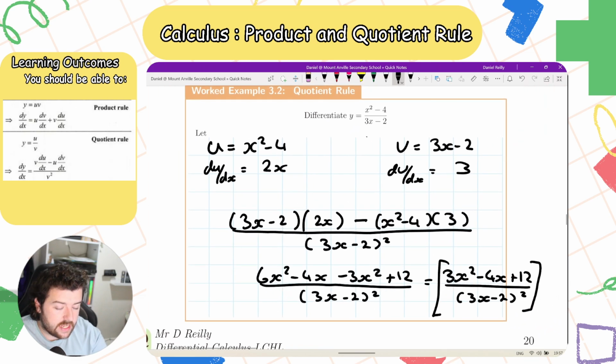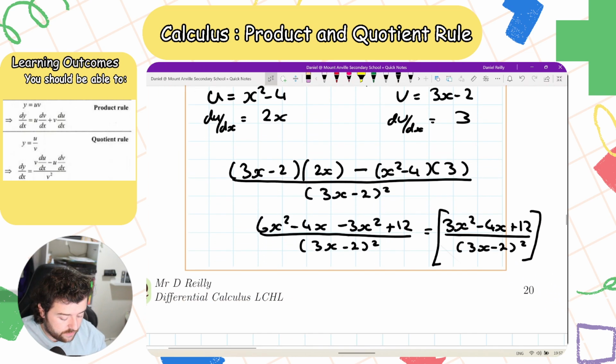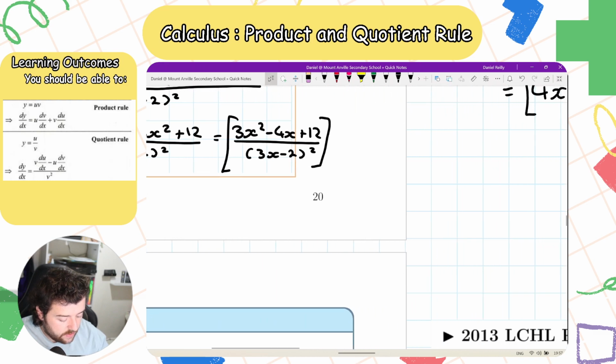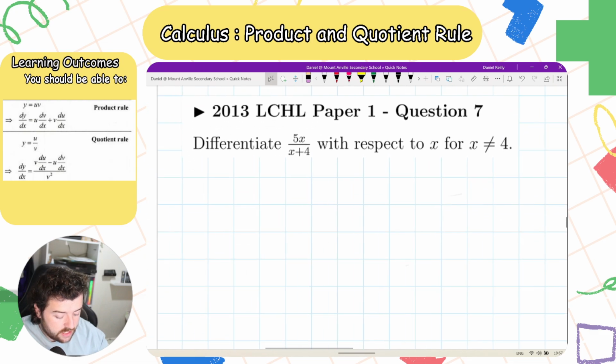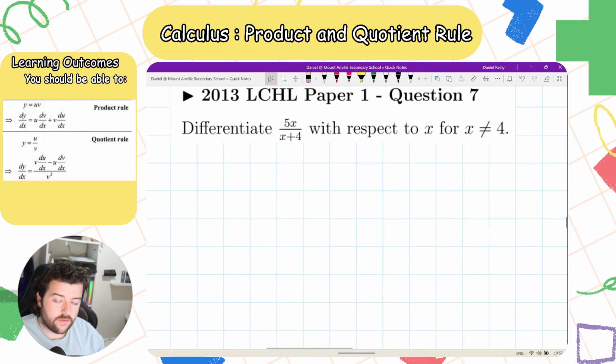Right, so it's very easy. You just need to know which one's your u, which one is your v. So let's just look at some exam questions for this now. For 2013, differentiate 5x over x plus 4 with respect to x.